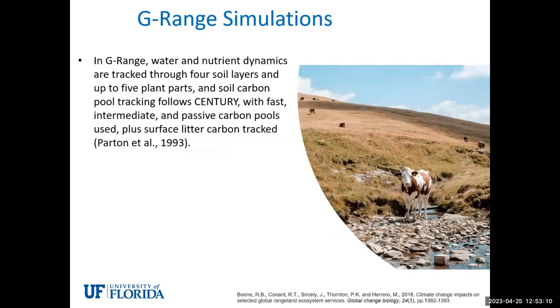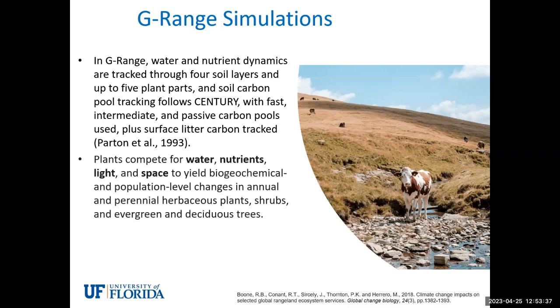So what else does it have? Well, in G-range, water and nutrients are all done effectively like the Century model. So they have fast, intermediate, and passive carbon pools, and the Century model is a well set up model by Bill Parton and the group back in 1993 that's available even now, but G-range puts a lot more detail of the surface on that model. So again, it's a really nice combination of models that can give you quite a lot of long-term carbon storage.